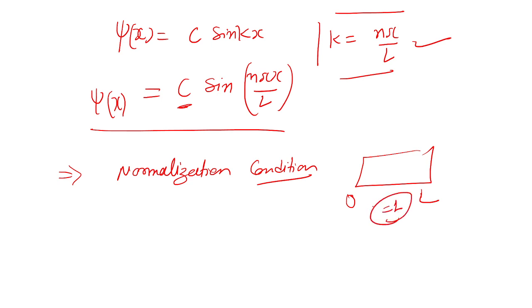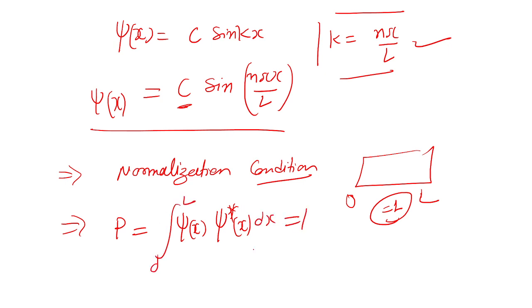You have to integrate the probability density, that is the product of psi x and the complex conjugate of psi x, over the box, in the region from 0 to L, and this is equal to 1. By applying this normalization condition, we will easily get the value of C. Now let's apply it and see how we are going to do this.